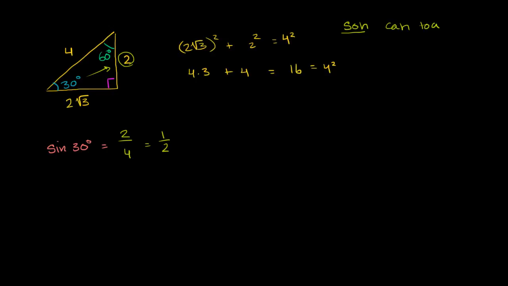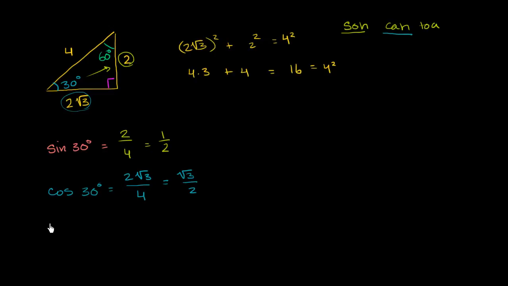Now, what is the cosine of 30 degrees? Once again, go back to SOHCAHTOA. The CAH tells us what to do with cosine. Cosine is adjacent over hypotenuse. So if we're looking at the 30-degree angle, this right over here is adjacent. It's right next to it. It's not the hypotenuse. It's the adjacent over the hypotenuse. So it's 2 square roots of 3 over the hypotenuse, over 4. Or if we simplify that, we divide the numerator and the denominator by 2. It's the square root of 3 over 2.